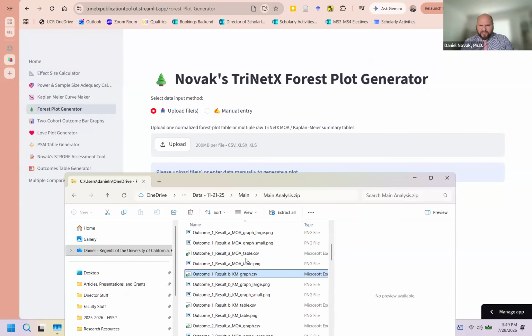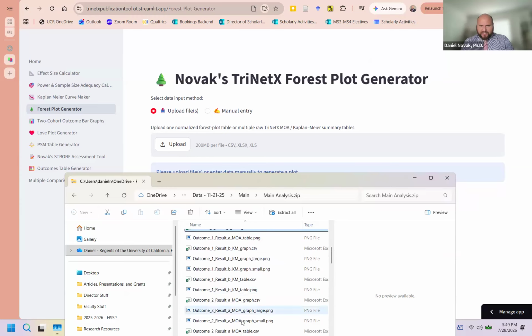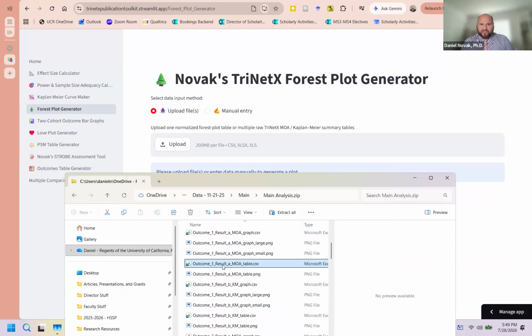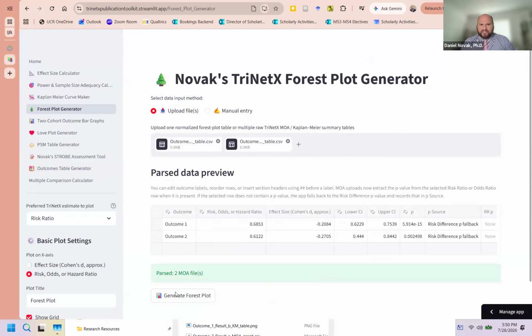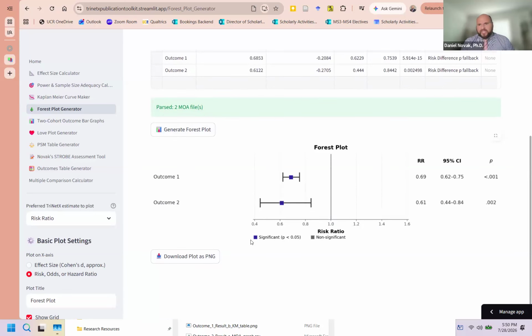If you take your measures of association tables, I'm going to grab two of them here, measures of association table for outcomes 1 and 2, you can use the forest plot generator I've created to automatically generate a nice little forest plot for your study. And these look really good on posters and on papers. They show your 95% confidence intervals here like this, and they show your central values here like this. So that's really nice for being able to visually communicate your outcomes to people really quickly.